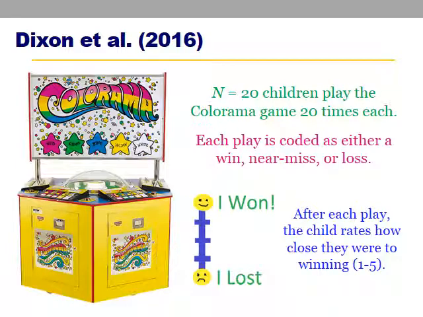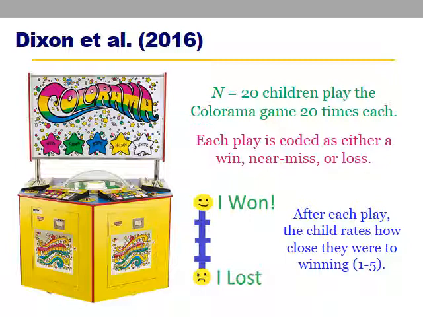As I mentioned a minute ago, each kid played this game 20 times, with the idea being that they would sometimes win, they would sometimes lose, and they would sometimes have a near miss. After each of those 20 times, each child was shown this 5-point scale and asked to indicate how close they were to winning. I lost means 1, I won is a 5, and if the child felt that they were somewhere in between losing and winning, they could select 2, 3, or 4 in the middle.